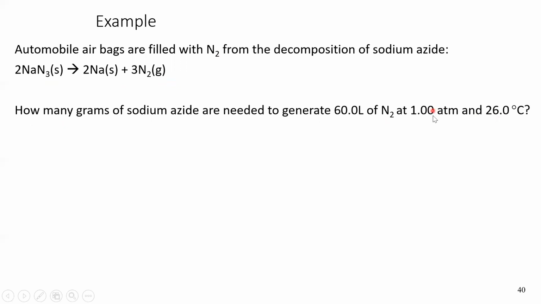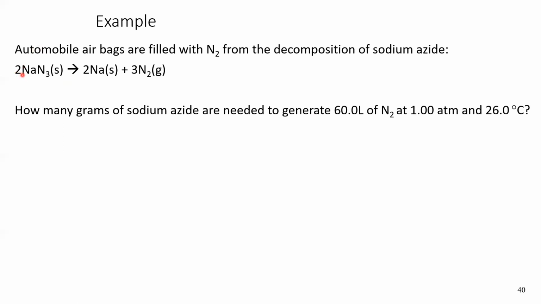All right, well, 1 atm is standard pressure. 26 degrees Celsius is not standard temperature. So we're not going to be able to use 22.4 liters equals 1 mole in this particular question. So we're going to take the volume and the pressure and the temperature, use our ideal gas law to figure out the moles of nitrogen gas. And then once we know the moles of nitrogen gas, we're going to do our stoichiometry to figure out the moles and then the grams of the sodium azide.